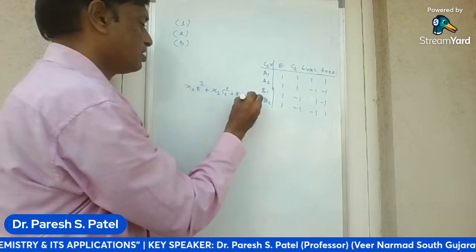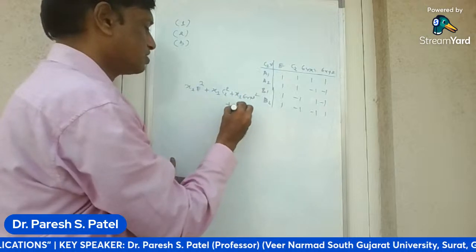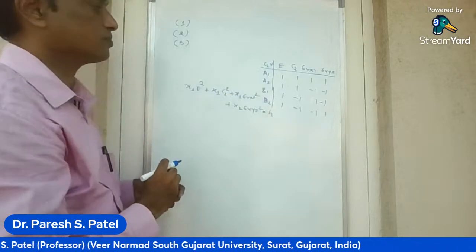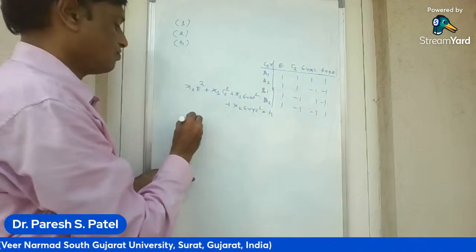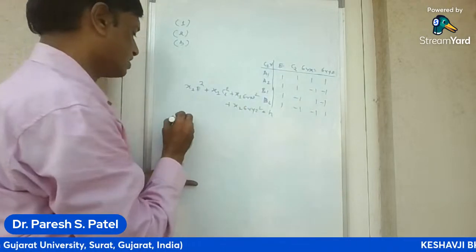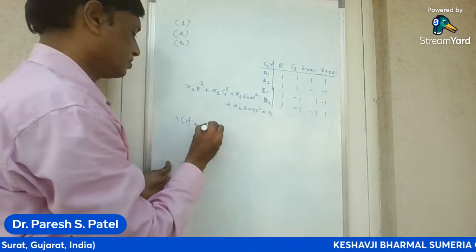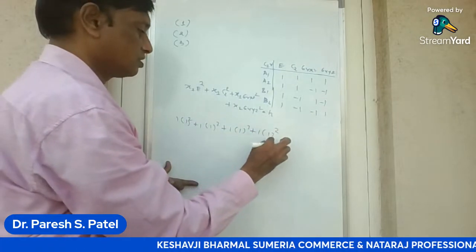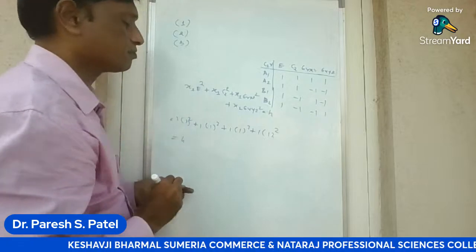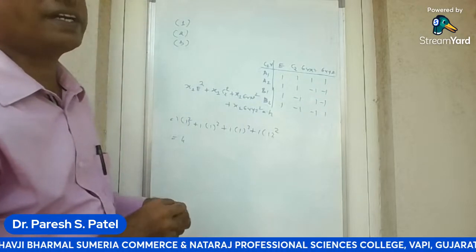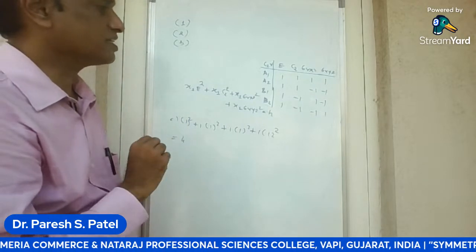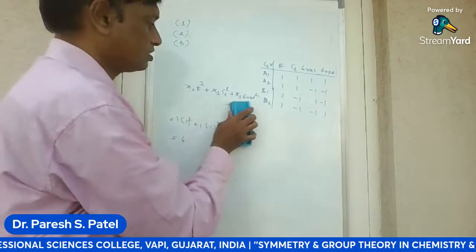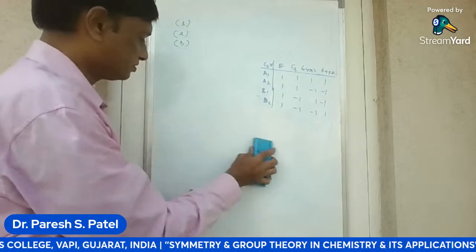Character 1 sigma V XZ square plus character 1 sigma V YZ square is equal to order of a group. So in this case, 1 into 1 square, 1 into 1 square, plus 1 into 1 square, plus 1 into 1 square, is equal to 4. Clear? So the third characteristic of the irreducible representations: the sum of the square of the characters is equal to the order of a group. Now the fourth one.